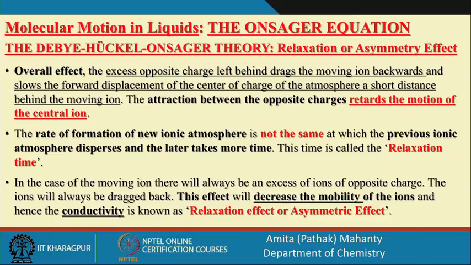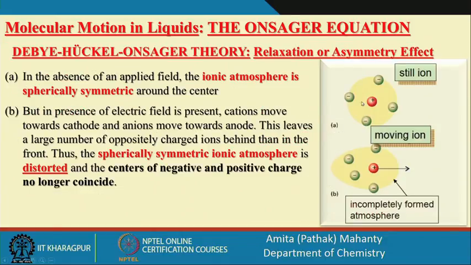The attraction between the opposite charges retards the motion of the central ion. What is happening is essentially the rate of formation of the new ionic atmosphere of the central ion, which we can visualize. This is the central ion, and it is moving forward. As it moves forward, an ionic atmosphere will be generated, but what happens?